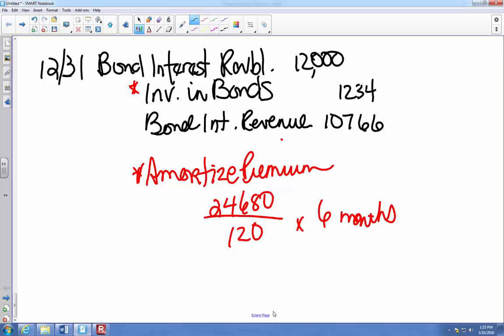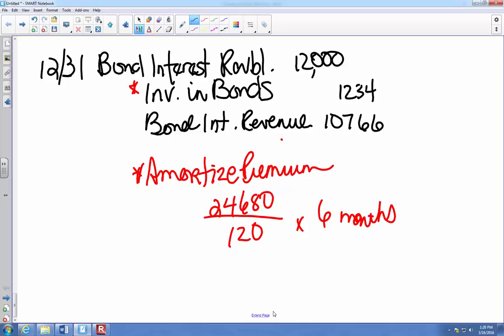On January 1st, they ask us to make a reversing entry. I'm not going to actually sit here and explain why we do this. I'm just going to tell you how to do them. You've probably never seen these before. Usually they're automated. A reversing entry, you guys.